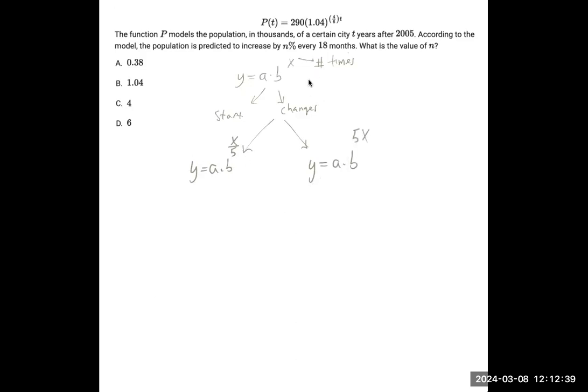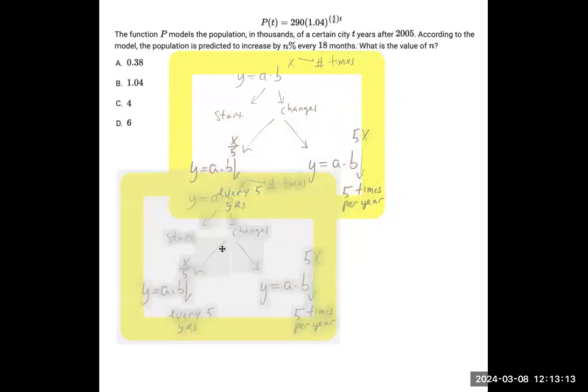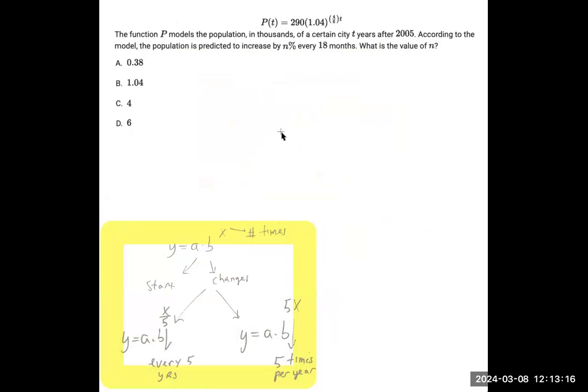So if t is the number of years, or x is the number of years, then this right here would be saying that our change is happening every 5 years. And this one here is like saying that our change is happening 5 times per year. So that's the general layout of an exponential and a couple of ways that the SAT will twist and turn this topic. And we want to keep that fresh in our minds as we go ahead and try this question.